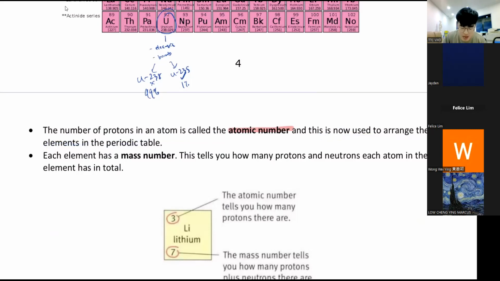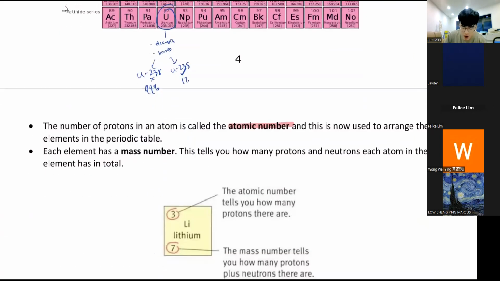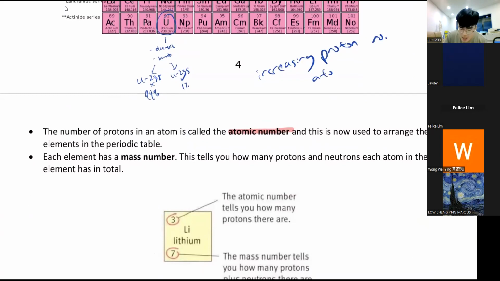If they ask you in an exam, how are the elements arranged? It's according to increasing proton number, or increasing atomic number. Again, how are atoms arranged? It's according to increasing atomic number, or increasing proton number. Okay, that was what Mendeleev left behind.